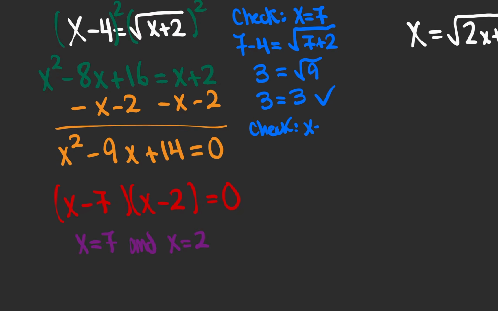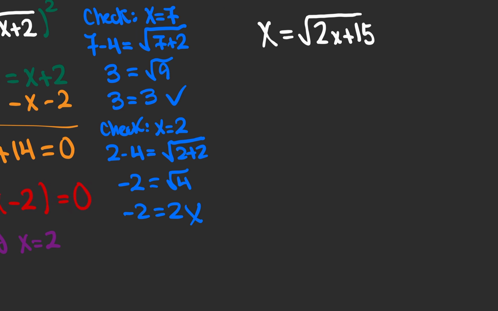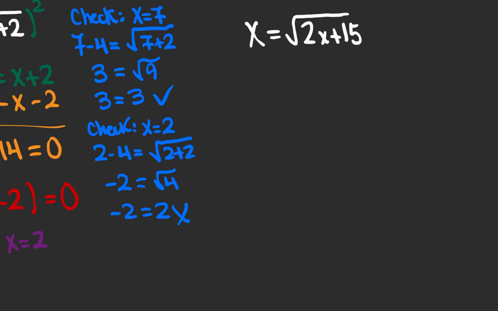Then we're checking x equals 2. So we have 2 minus 4 is equal to the square root of 2 plus 2. And this will give you negative 2 on the left is equal to the square root of 4. That's negative 2 equals 2, so this one does not check out. So the only solution is going to be x equals 7. For the last question, we are going to square both sides. Okay, and this will leave me with x squared on the left is equal to 2x plus 15.